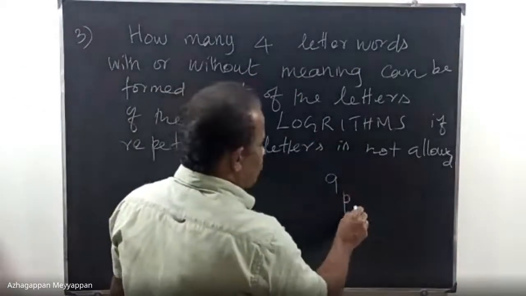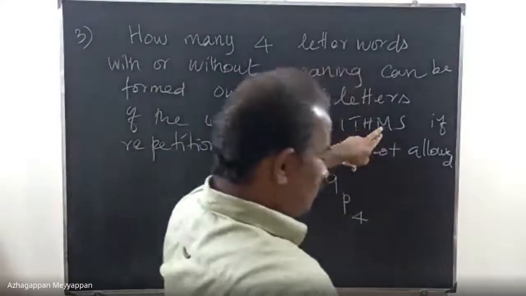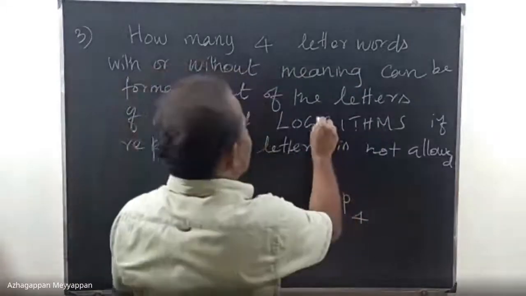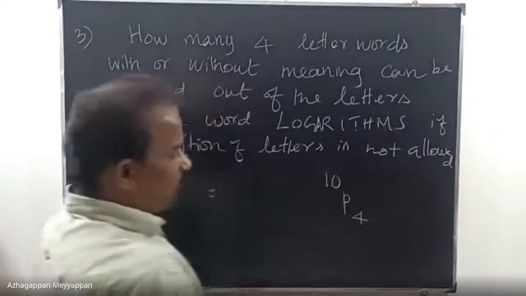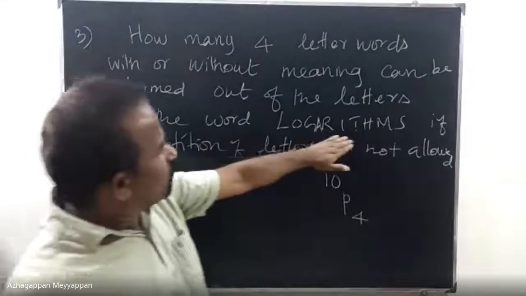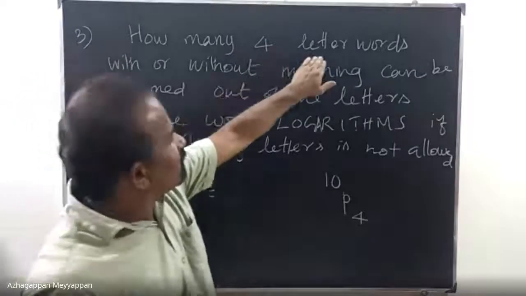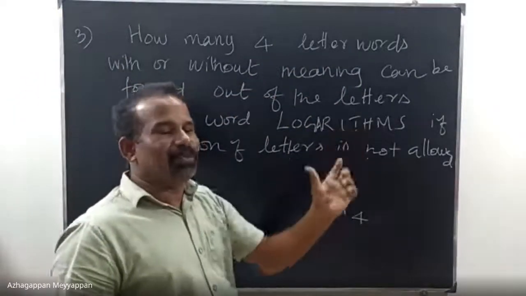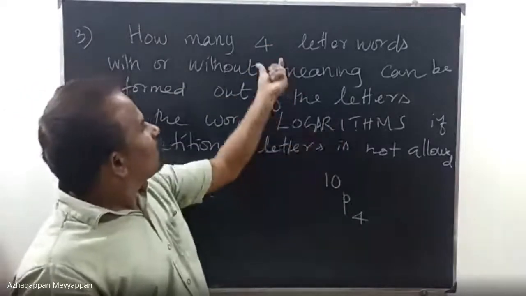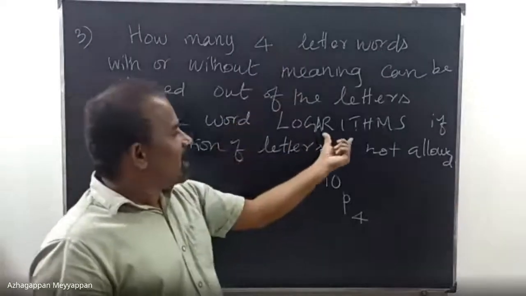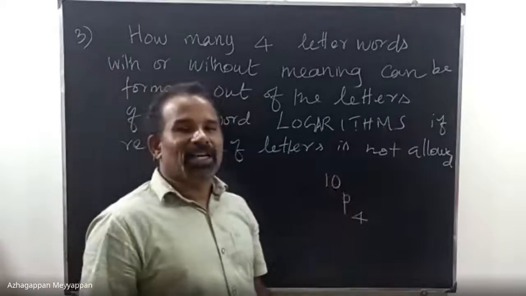So therefore 9P4, we have to take 2, 4, 6, 8. Suppose if you add A here, there will be a 10-letter word. So therefore this is 10P4. You have to count the letters. We are going to arrange 4-letter words out of this 10-letter word. The answer is 10P4.